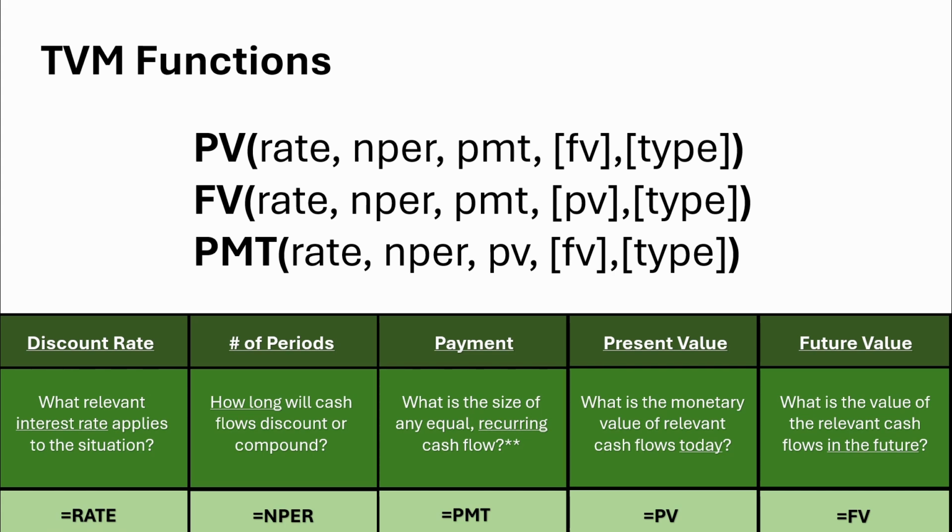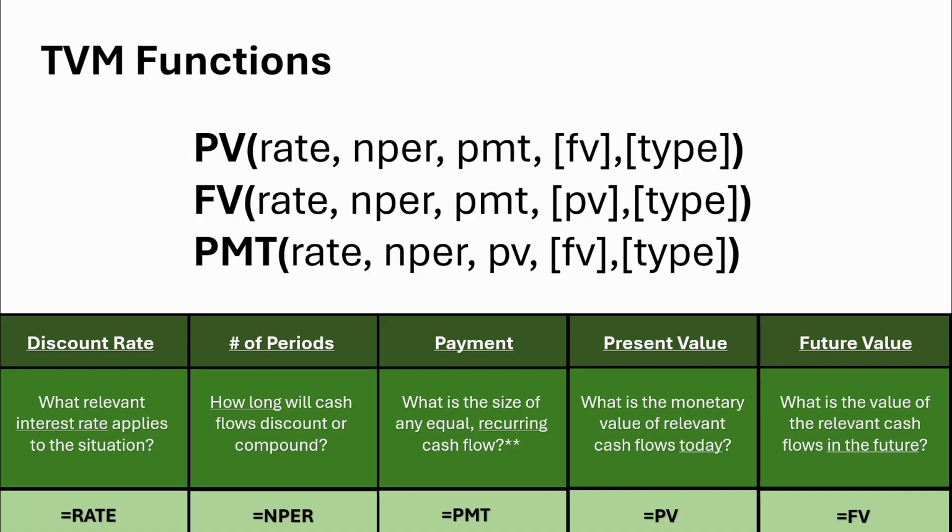Previously, I told you that time value of money calculations in Excel are basically inputting the 4 parameters you know to solve for a 5th one you want to know. The 3 that we will focus on in this lecture are those that solve for present value, PV, future value, FV, and payment, PMT.